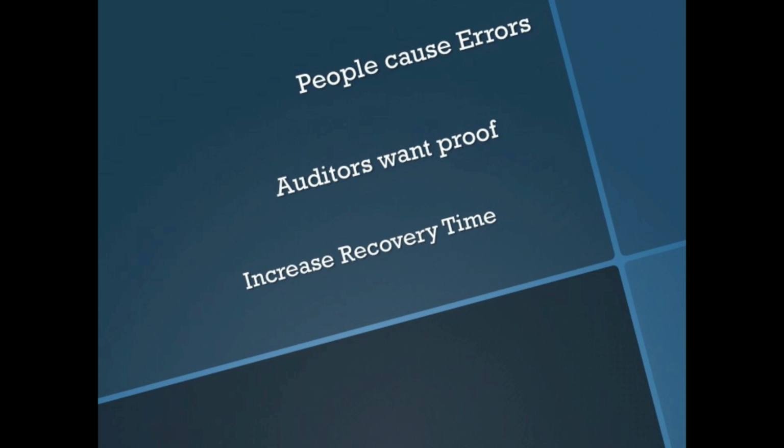A dot in a routing table that gets misplaced, a mistyped password, all these kind of things can cause major havoc in your networks. Another reason you might want to look at doing an automated backup is auditors want proof. So if you've got any compliance initiatives like SOX or PCI or any of those, you may have to offer proof that you have been following good configuration change management procedures, and having an automated backup system will help you do that. And last but not least is significantly increase your recovery time. Remember, people cause errors. Network management systems can help you recover quickly.